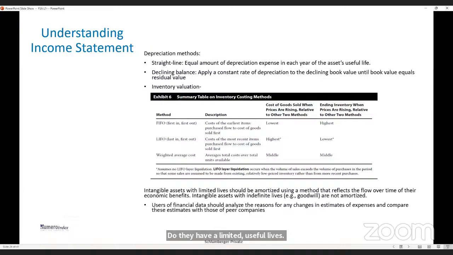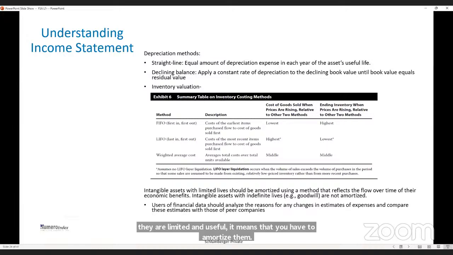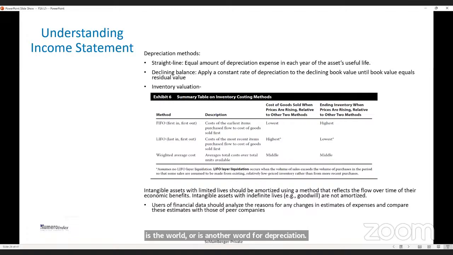If they have a limited useful life, it means that you have to amortize them. Amortization is another word for the depreciation that is used for tangible assets. Then you amortize them over that useful life. But if it is an intangible asset with an indefinite useful life, like goodwill, you do not amortize it. But what should you do? You test it for impairment annually, or whenever there's a reason to believe that it has been impaired.